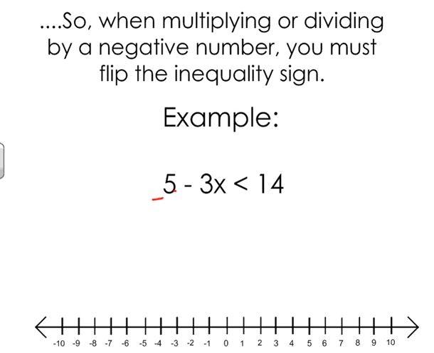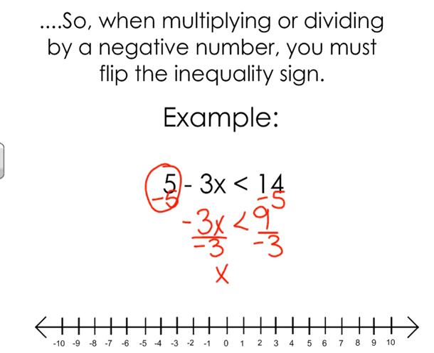I'm going to subtract 5 on both sides. Here's my zero pairs. Negative 3x is less than 9. This time I'm dividing by a negative number. So I get x is greater than negative 3 because I flipped the symbol. So the graph of that is an open circle at negative 3, and I want to show all the numbers that are greater, so draw the line to the right with an arrow.